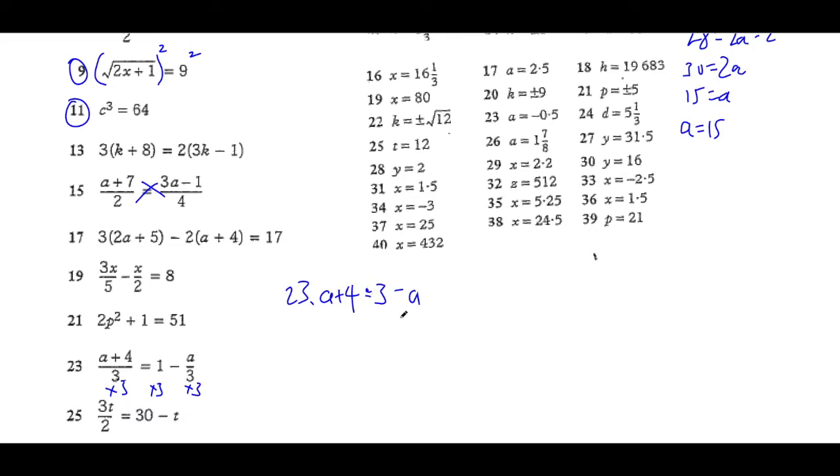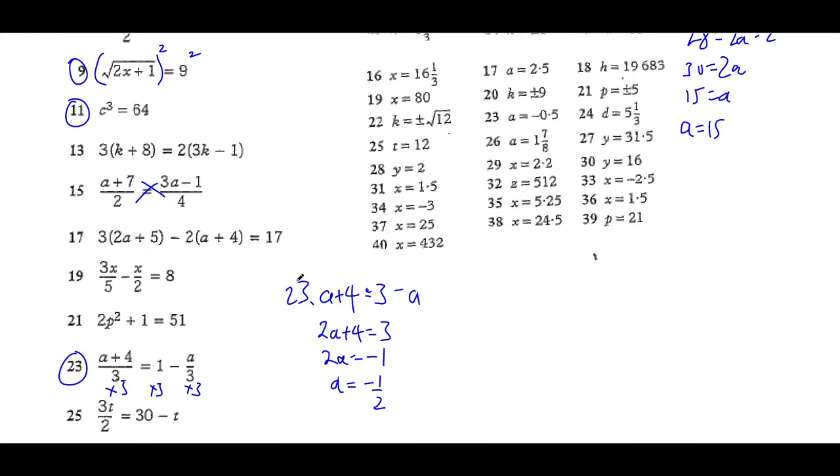So then you just have to solve this. So I can just add a to both sides. 2a plus 4 is equal to 3. 2a is equal to minus 1. a equals minus 1 on 2. If you check the answers, minus 0.5, minus 1 on 2. So that's how you do question 23.